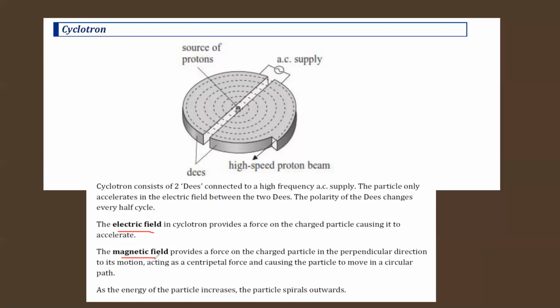Is it clear? Is it clear? The cyclotron? Okay.